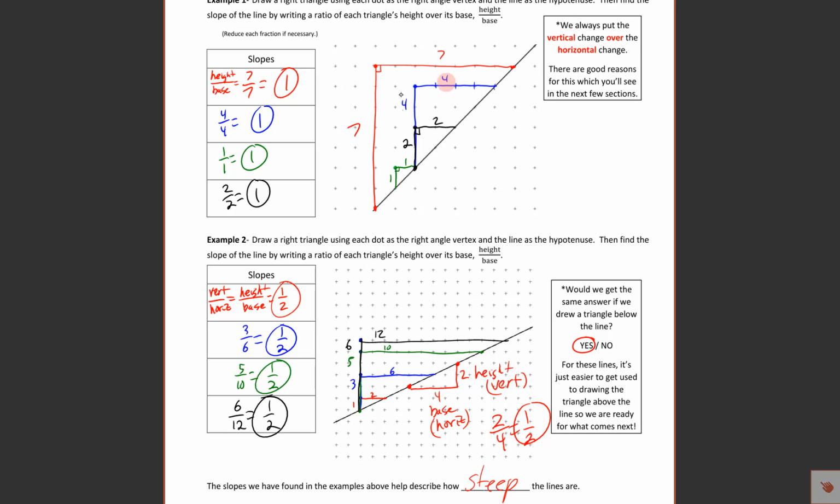Okay, that's what your assignment's going to be like. You're going to be drawing triangles, figuring out heights and bases, or how far you moved vertically, and put it over how far you moved horizontally and stuff like that.